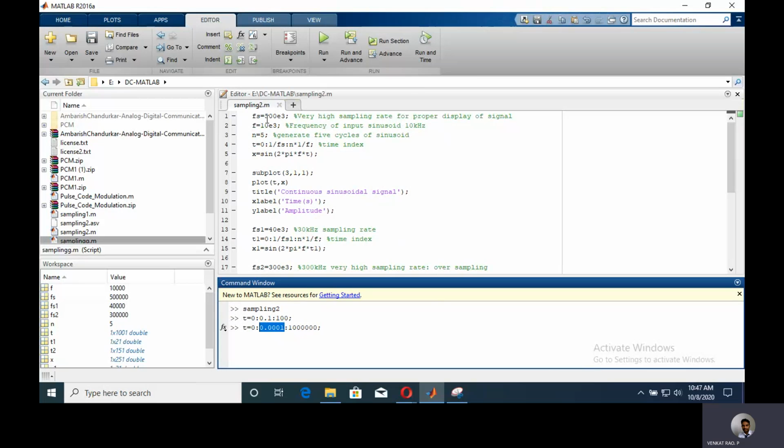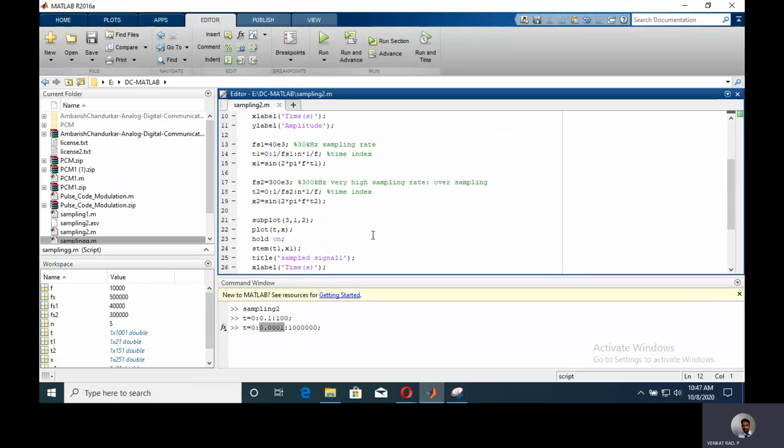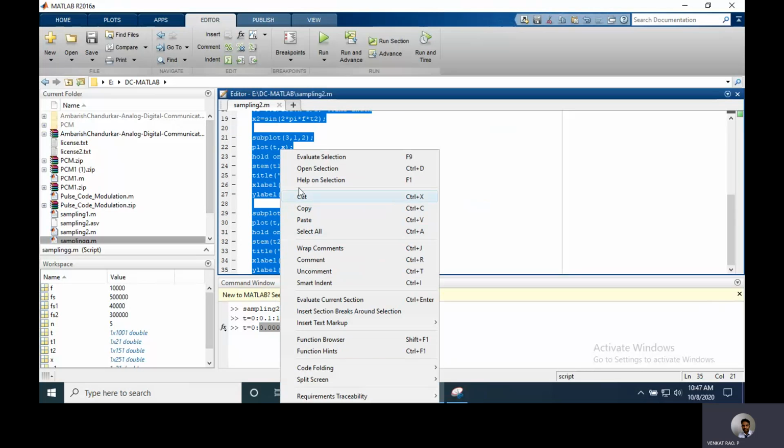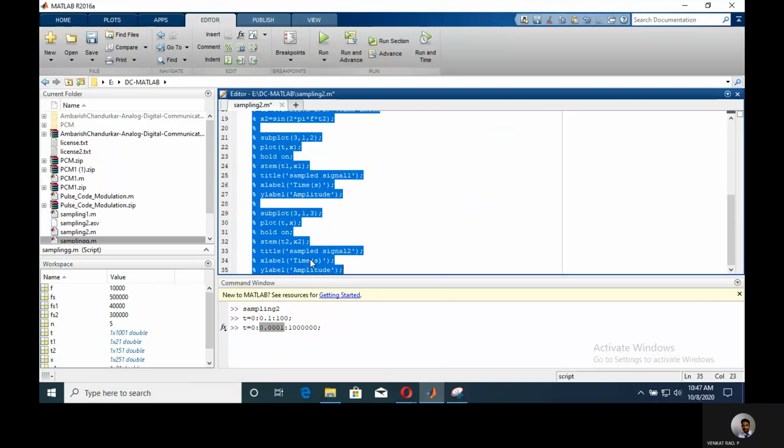So 1 by this 500 into 10 cube is very, very less. So if you take this time interval as low as possible, then we can perfectly display the sinusoidal signal. For example, if you plot this waveform, for example, here I am commenting the remaining code and try to observe only that one.